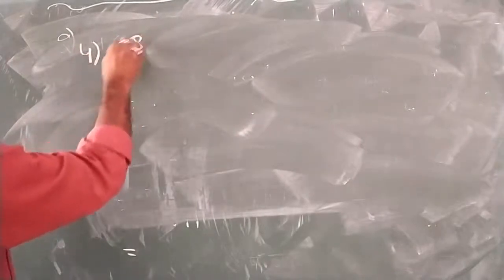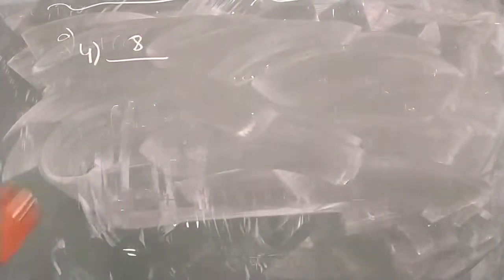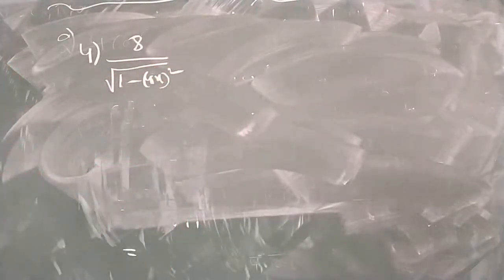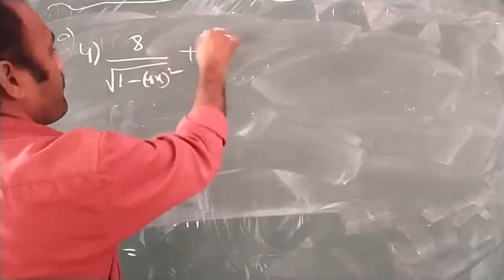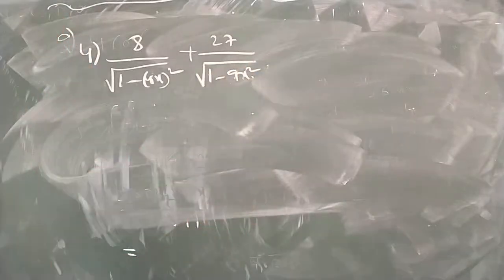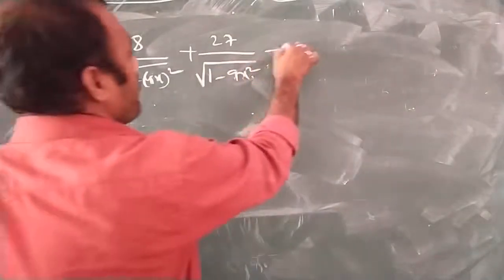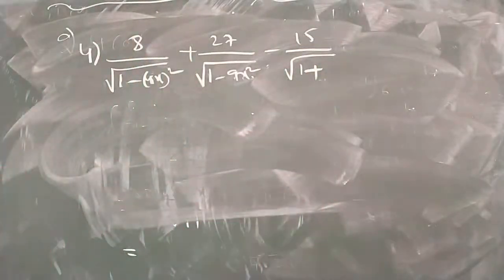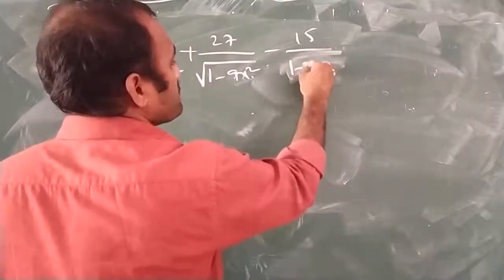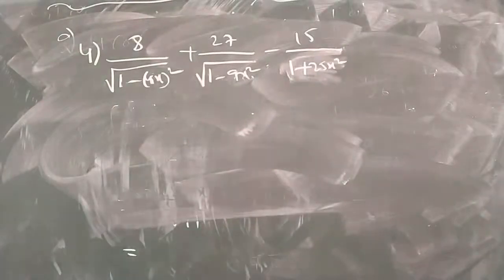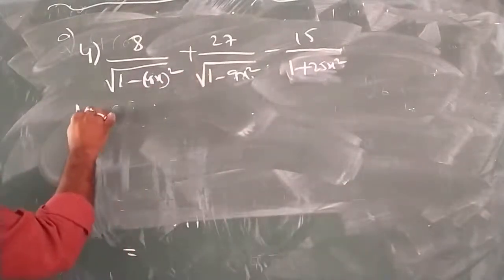So in question number 4, 8 by root of 1 minus (4x) whole square plus 27 by root of 1 minus 9x square minus 15 by root of 1 plus 25x square. We need to do integration with respect to x here.